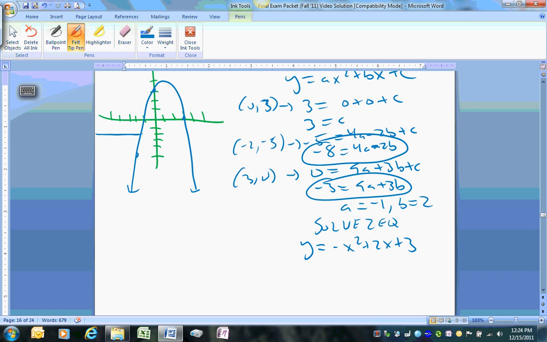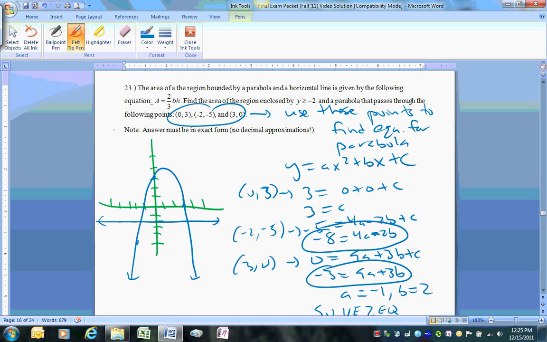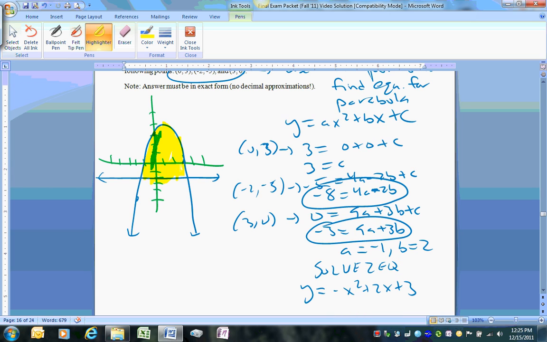Now we want to find the area of the region bounded by y is greater than or equal to -2 and the parabola that involves those points. So the enclosure obviously will be, let's change colors, I don't like that color. There we go. Sorry about that little green thing in the middle. So we need the points of intersection.